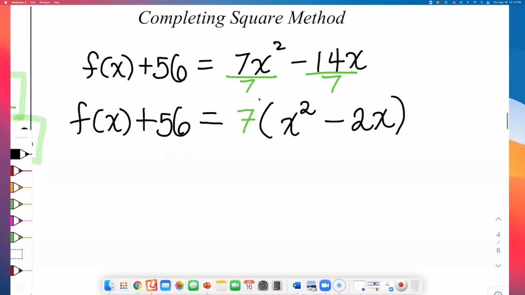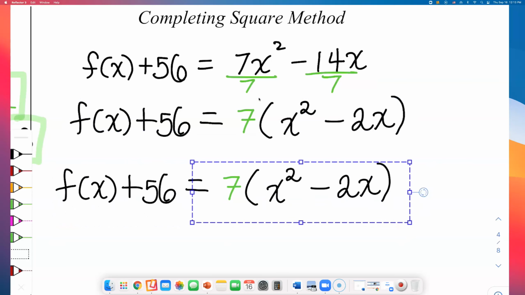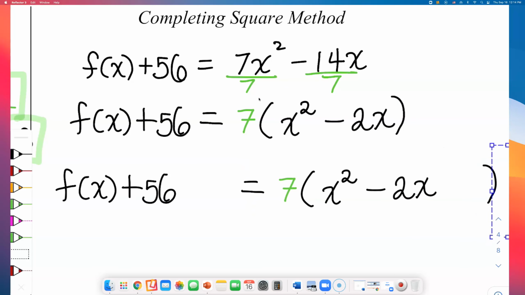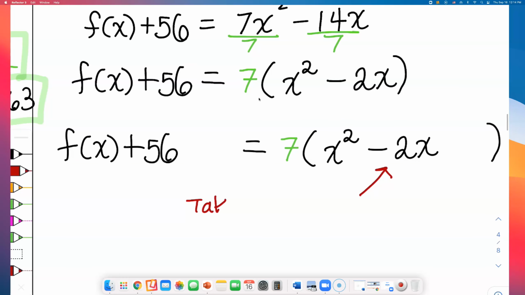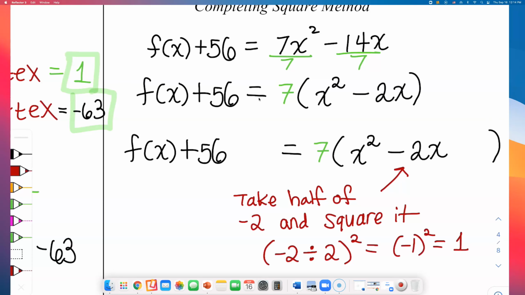Okay? Alrighty. I'm going to go ahead and copy this line down, because what I'm about to do is add a number to both sides. Right-hand side, we're going to add a number inside the parenthesis. All right, so what do we have to add? We have to take half of negative 2 and square it. Okay, what's that going to be? Half of negative 2 is negative 1. Negative 1 squared is 1. So I'm going to add 1 in that parenthesis.